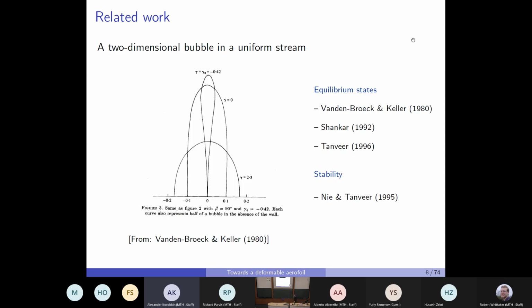Well, perhaps the closest work you can think of to this is if it wasn't an elastic cell, but it was a bubble, for example, and you put a bubble into the same flow, then what happens? Well, this problem was looked at by Jean-Marc Vanden-Broeck, who used to be here, of course, and Joe Keller in 1980, and then subsequently by Shankar and Tanveer in the 90s, and Ni and Tanveer looked at the stability of the bubble shapes that occur. But essentially what you're looking at here is the top half of the bubble that's been placed into a flow which is going, again, from left to right, for various values of the relevant dimensionless parameter.